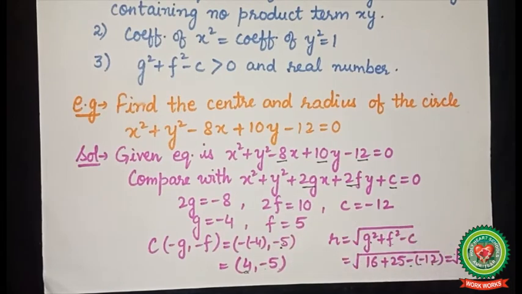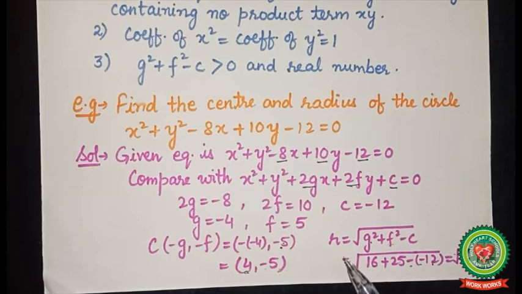Now center is minus g comma minus f. So put the value of g is minus 4. So minus of minus 4 comma minus 5. So center is 4 comma minus 5. This is the center of the circle.